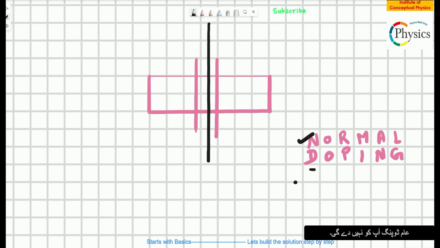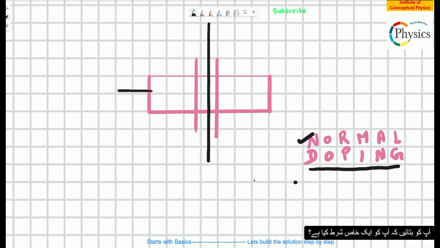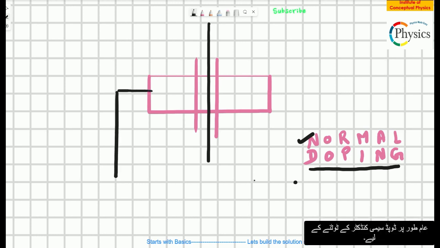Normal doping will not give you a breakdown just like that. "I have a normal doping, breakdown should happen." No, it will not. Let me first reverse bias this, and I will tell you what is a special condition you need for the breakdown of a normally doped semiconductor.